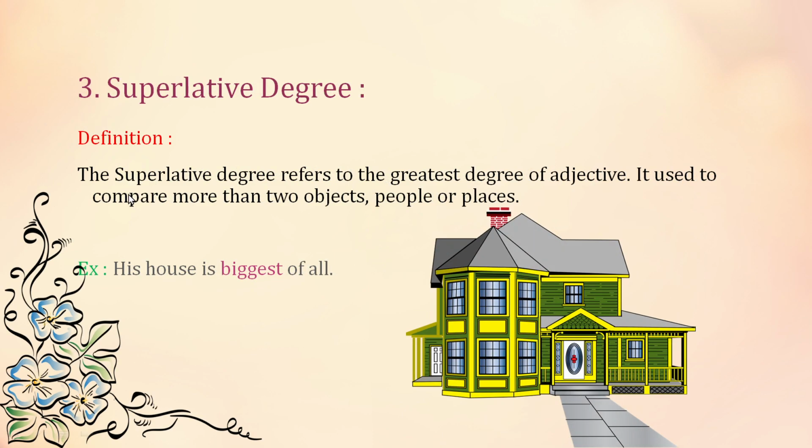The superlative degree refers to the greatest degree of an adjective. It is used to compare more than two objects, people or places. When I say his house is biggest of all, here I am making a comparison between my house, her house and his house. We are making a comparison between three houses.